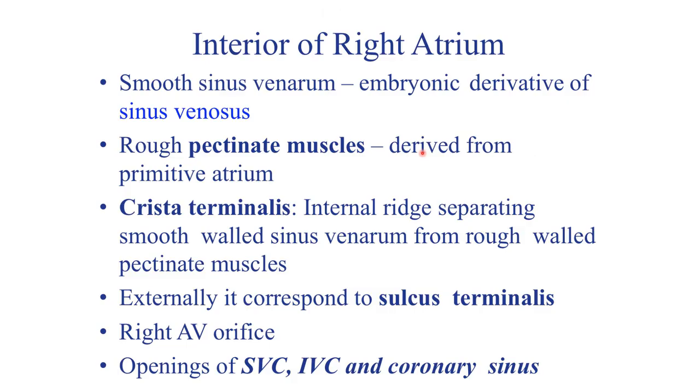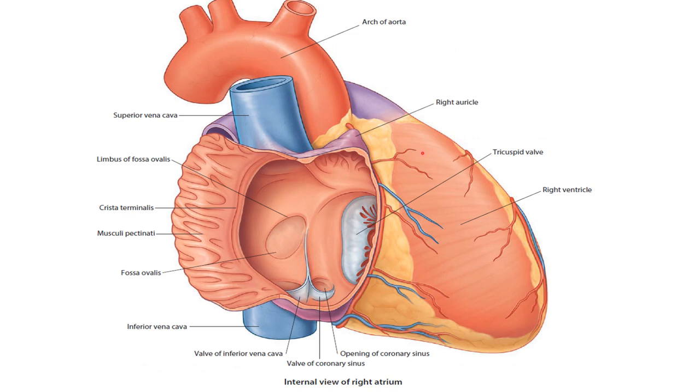Okay, so internal features. If you dissect the atria, you will see some of the features here. And let me show you the diagram so you can appreciate these features. So we've just cut at the atrioventricular groove and then reflected the lateral wall of the right atrium. So now these are the things that we can see here. For instance, we can see this vertical ridge-like structure called the crista terminalis.